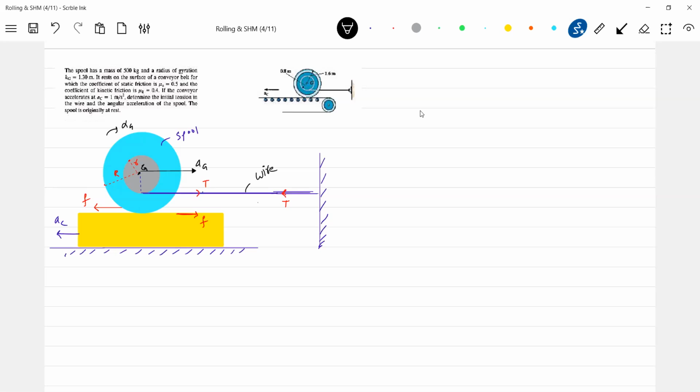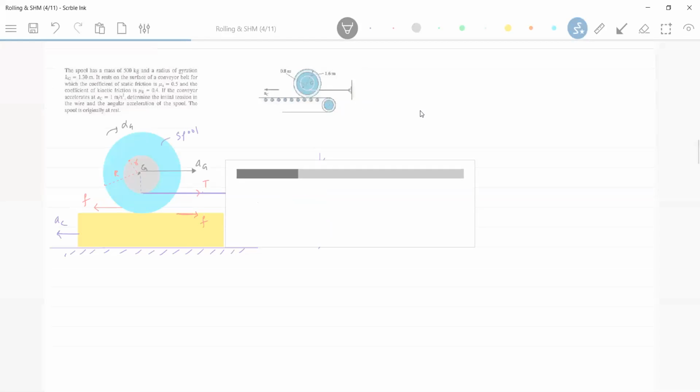So let me assume towards left. Okay, you do that and try to verify. Whatever you assume, try to verify it in the end answer. If you get negative, you should change the direction.